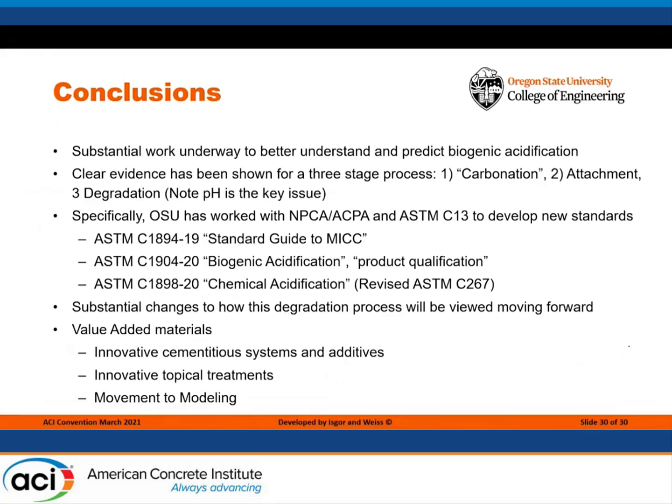So in conclusion, I want to try to bring this home and basically mention substantial work is underway to better understand and predict biogenic acidification. There is clear evidence to show that there's a 3-stage process: carbonation, attachment, and degradation. And the attachment phase is evaluated using a biogenic test. The degradation phase can be evaluated using either biogenic or chemical acidification. 3 standards have been developed, primarily led by ASTM C13 with the National Precast Concrete Association and the American Concrete Pipe Association, and help from Oregon State.